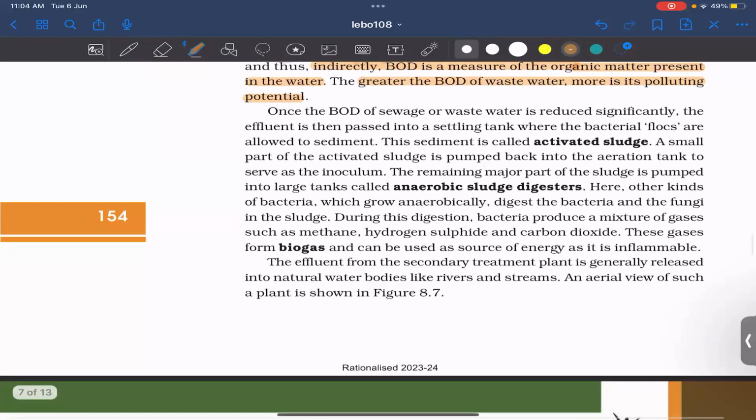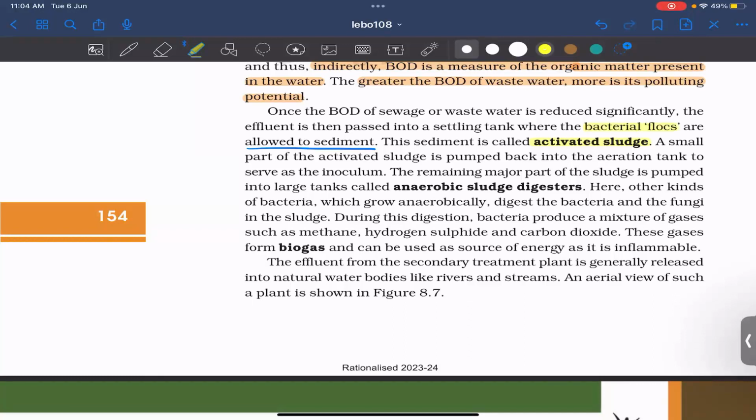Now, once the BOD is reduced, it is again allowed to sediment, and this sediment is called activated sludge. Why is it called activated sludge? Because it has bacterial flocs in it.